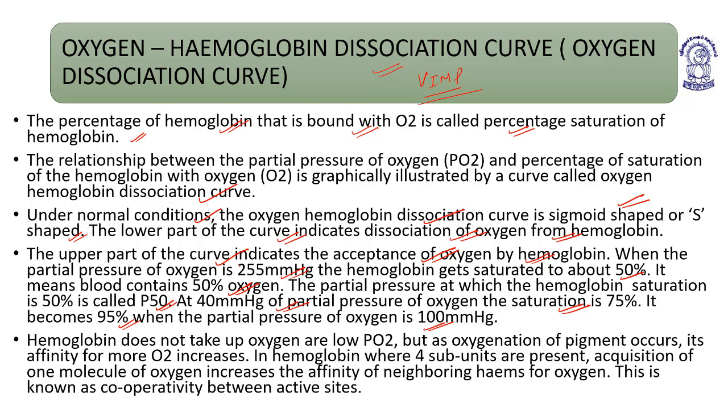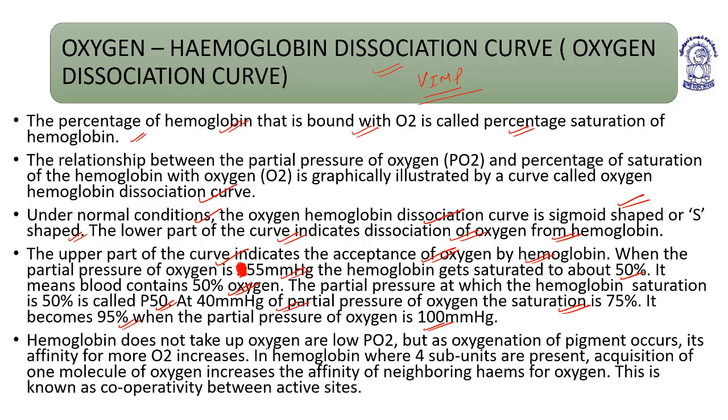So please rectify this. This is not 255, this is 55. The upper part of the curve indicates the acceptance of oxygen, and the lower part indicates the dissociation of oxygen from hemoglobin. When the partial pressure of oxygen is 55 millimeters of mercury, the hemoglobin gets saturated to 50%, and 50% of hemoglobin is now saturated with oxygen. The partial pressure at which hemoglobin saturation is 50% is called P50. At 40 millimeters of mercury, the saturation is 75%. It becomes 95% when the partial pressure of oxygen is 100 millimeters of mercury.